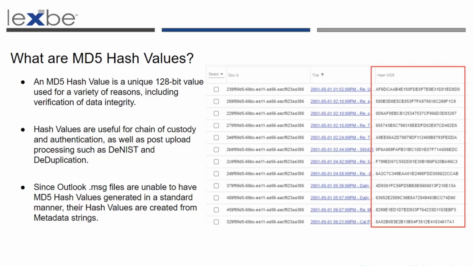Now, since Outlook messages are unable to have MD5 hash values generated in a standard manner, their hash values are created from metadata strings. Hash values are assigned to native documents upon upload into the Lexvi eDiscovery platform during automated processing.